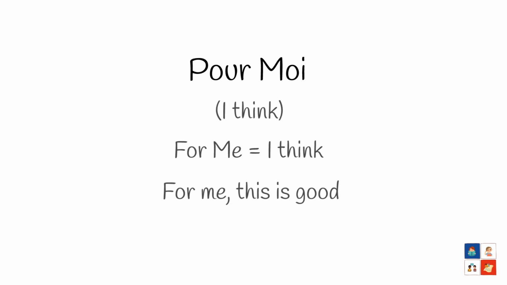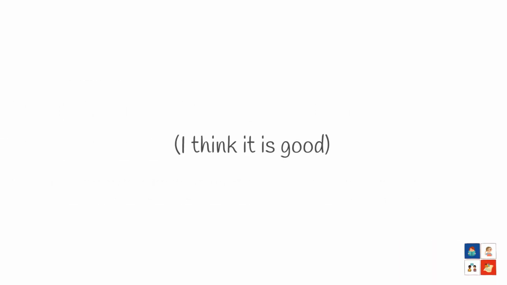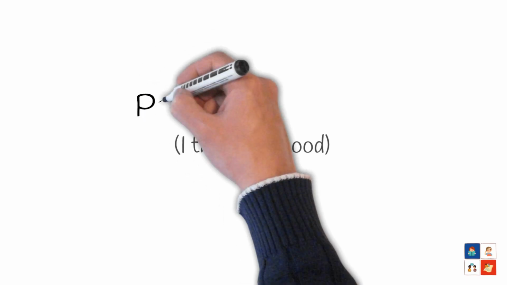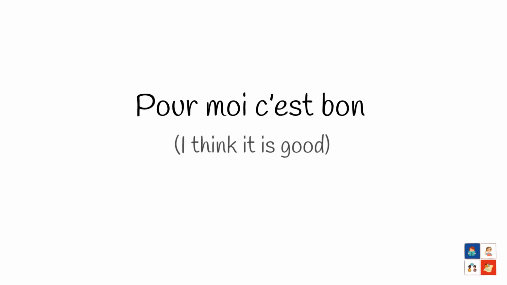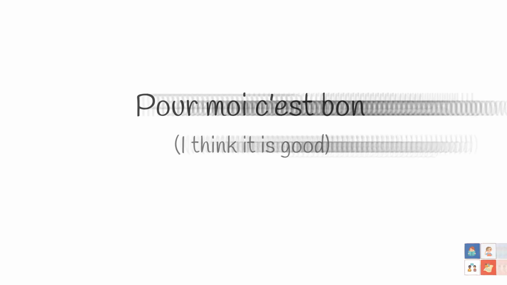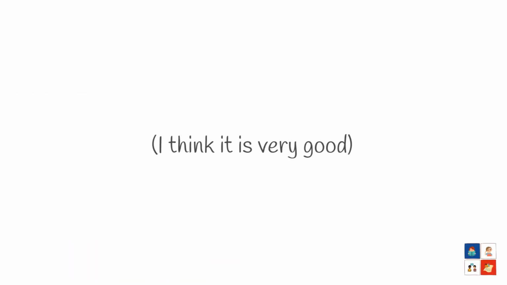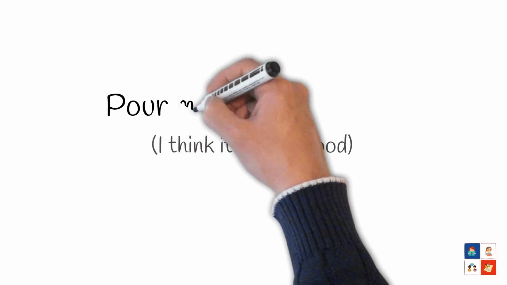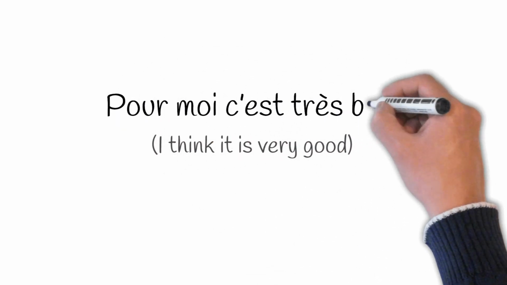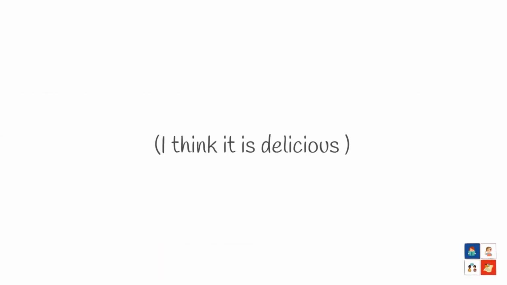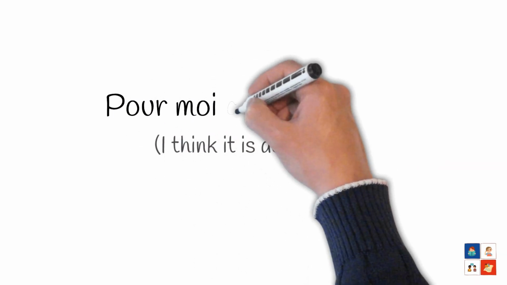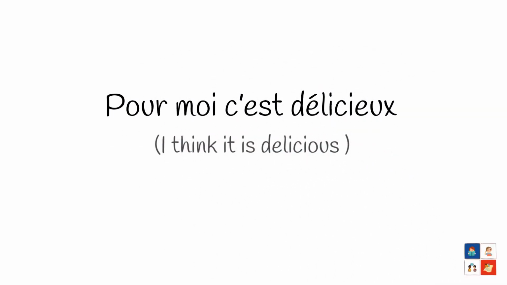Similarly, in French, we can use pour moi for I think. So how would you say I think it is good? Pour moi, c'est bon. How would you say I think it is very good? Pour moi, c'est très bon. How about I think it is delicious? Pour moi, c'est délicieux.